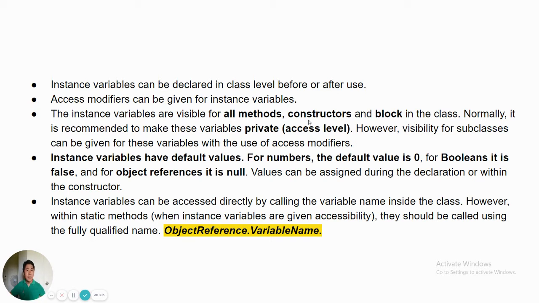Instance variables have default values, so it's okay if you do not initialize a value on instance variables. The default value for numbers is 0. For booleans, the default is false. This is what we did earlier, right? We create an object name, and then we can call the variable or the method using that object and then the name of the variable or the name of the method.